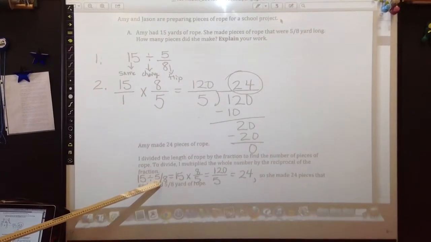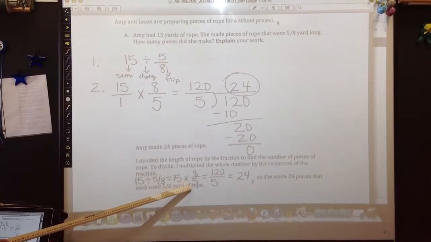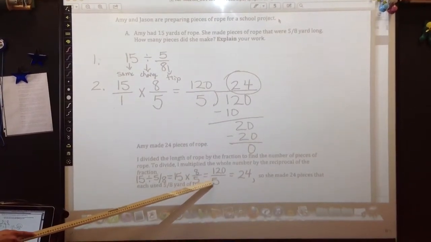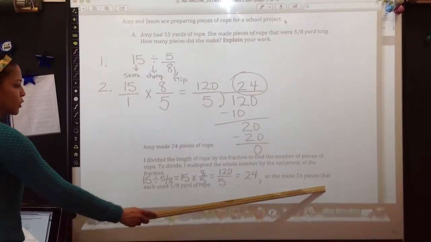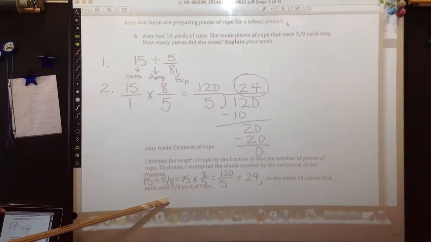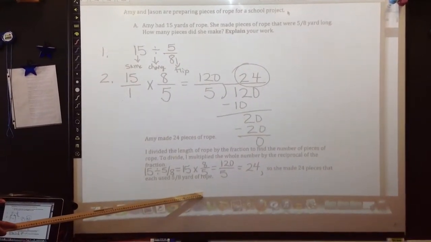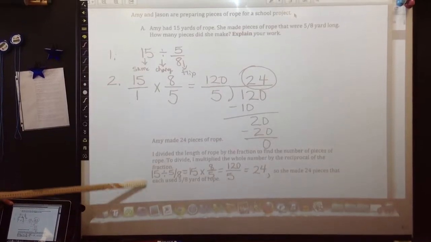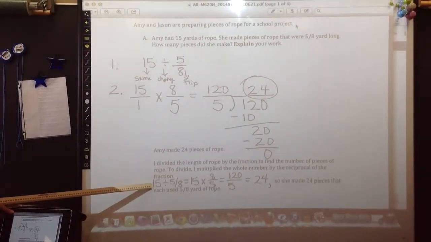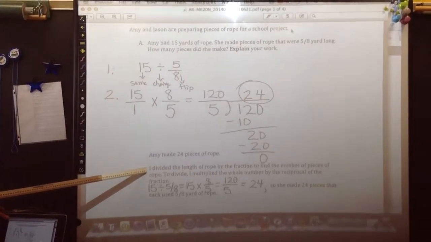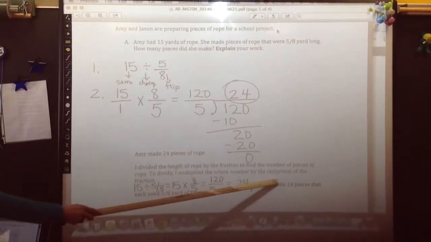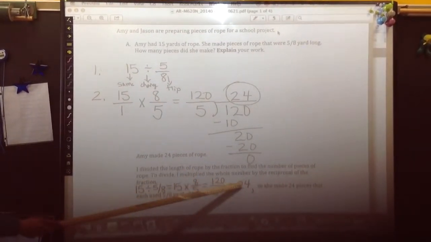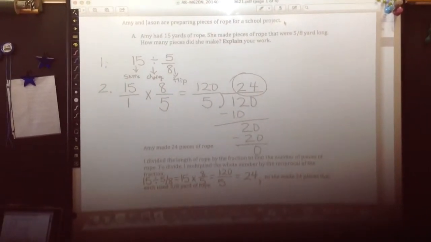Then I'm going to show it again. 15 divided by 5/8 equals 15 times 8 over 5 equals 120 over 5, and when you work that out, you get 24. So she made 24 pieces that each used 5/8 yards of rope. This is what you need to do to explain an answer to an open-ended problem. You have to say exactly what you did. And if you flip a fraction or find its reciprocal, you have to state that you multiplied the number by the reciprocal of the fraction. Now there's a part B to this problem.